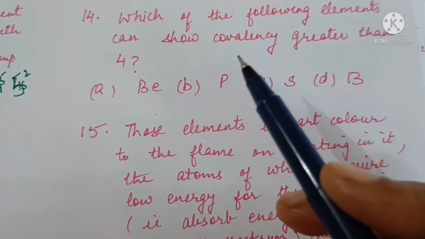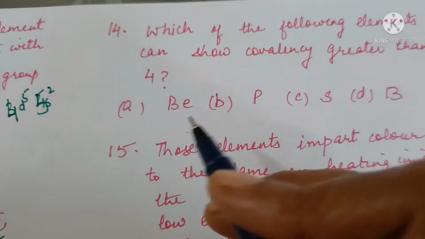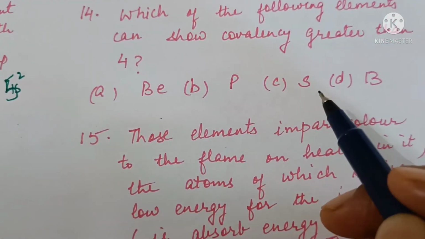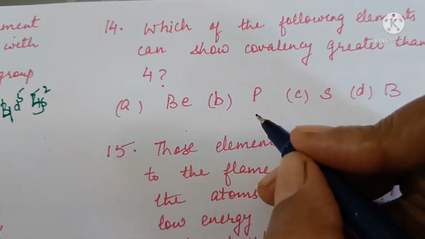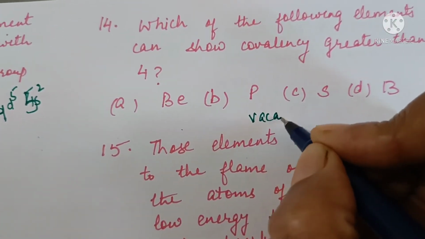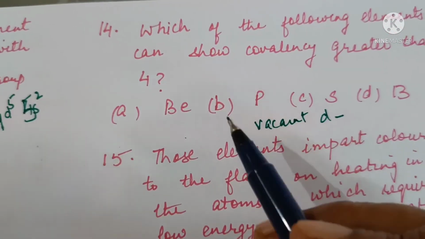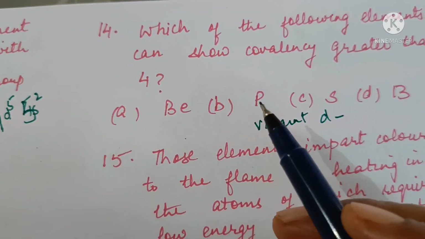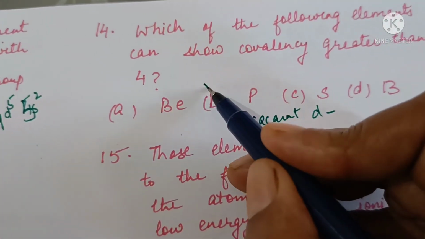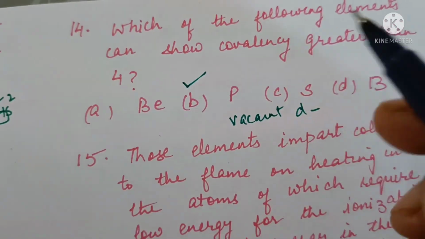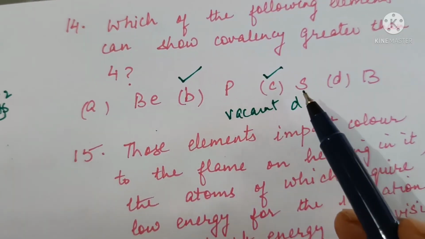Which of the following elements can show covalency greater than 4? Of these, beryllium, phosphorus, sulfur and boron, phosphorus and sulfur have vacant d orbitals. So they can expand their octet and have number of electrons greater than 8. So phosphorus can show covalency greater than 4. Sulfur, SF6, also can show a covalency greater than 4.